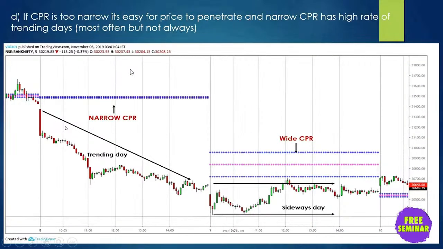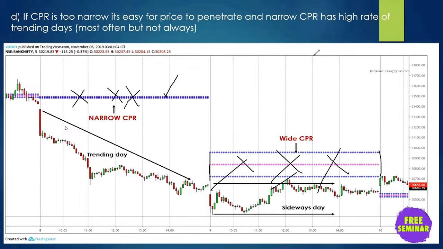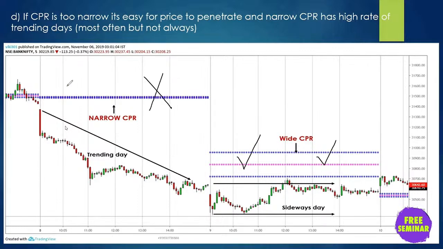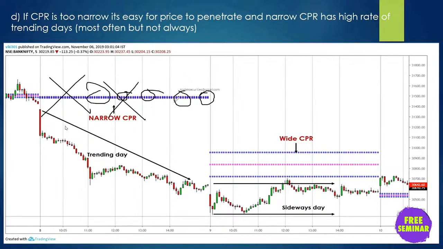Coming back to virgin CPR. This is also a virgin CPR. You can see that there is no candlestick inside its CPR for the entire day. This is also your virgin CPR because no candlestick. But if you ask me, this is the more powerful virgin CPR, not this one. Why? Because this is a wide virgin CPR, very wide. As I said, wide CPR is very powerful. Virgin CPR, if it is wide, is very powerful. Narrow CPR is not powerful as support resistance, and even a narrow virgin CPR is not a powerful support resistance.